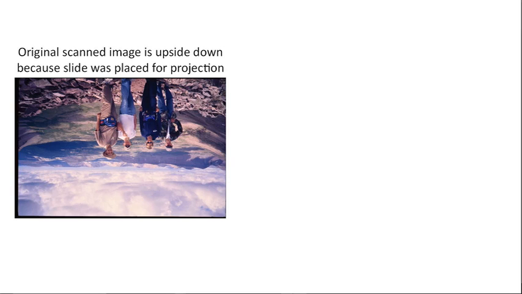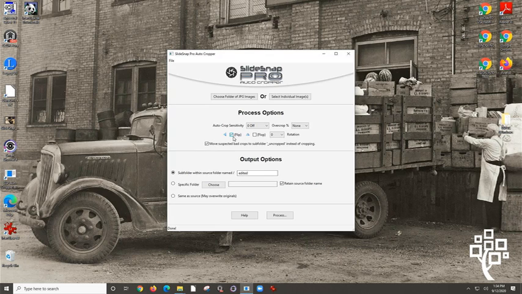The first example shows a scan of a slide that was left in the proper orientation for showing the image on a screen using the Kodak carousel projector as initially intended. Because that is not the proper orientation for scanning, users must either flip every slide before scanning or simply flip them in a program like AutoCropper. Frankly, the software method is much easier than manually flipping every slide. To do so in AutoCropper, simply choose the flip button shown here, and the result is a properly oriented image.